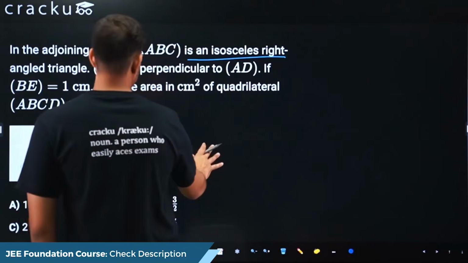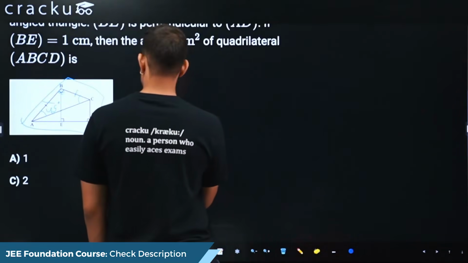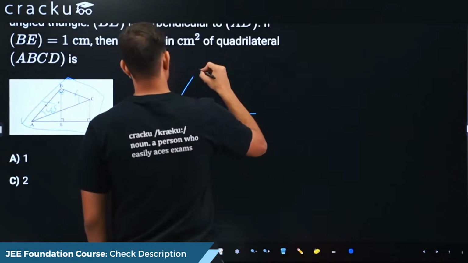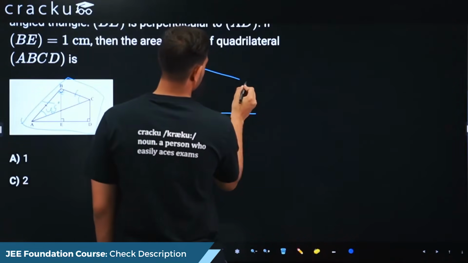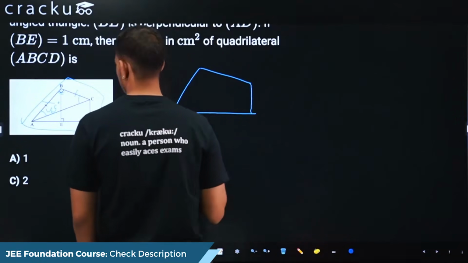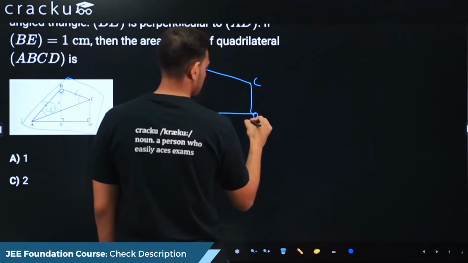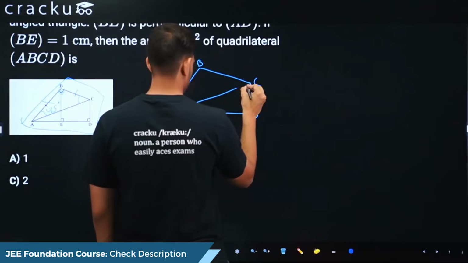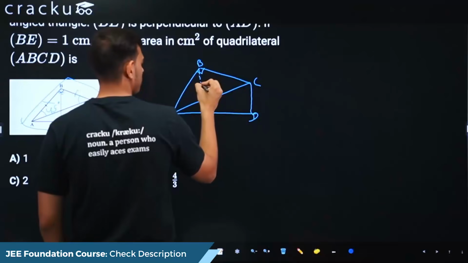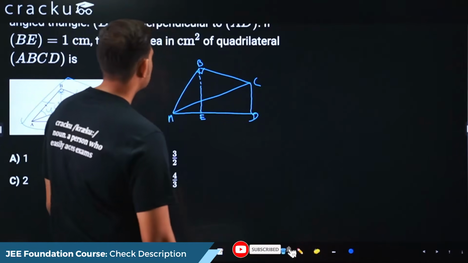Okay. I'll draw it here. So, this is the AD, then these two are equal lines. This is perpendicular. Okay. I get A, B, C, D, and this is 90 degree. And then there is this perpendicular line BE.